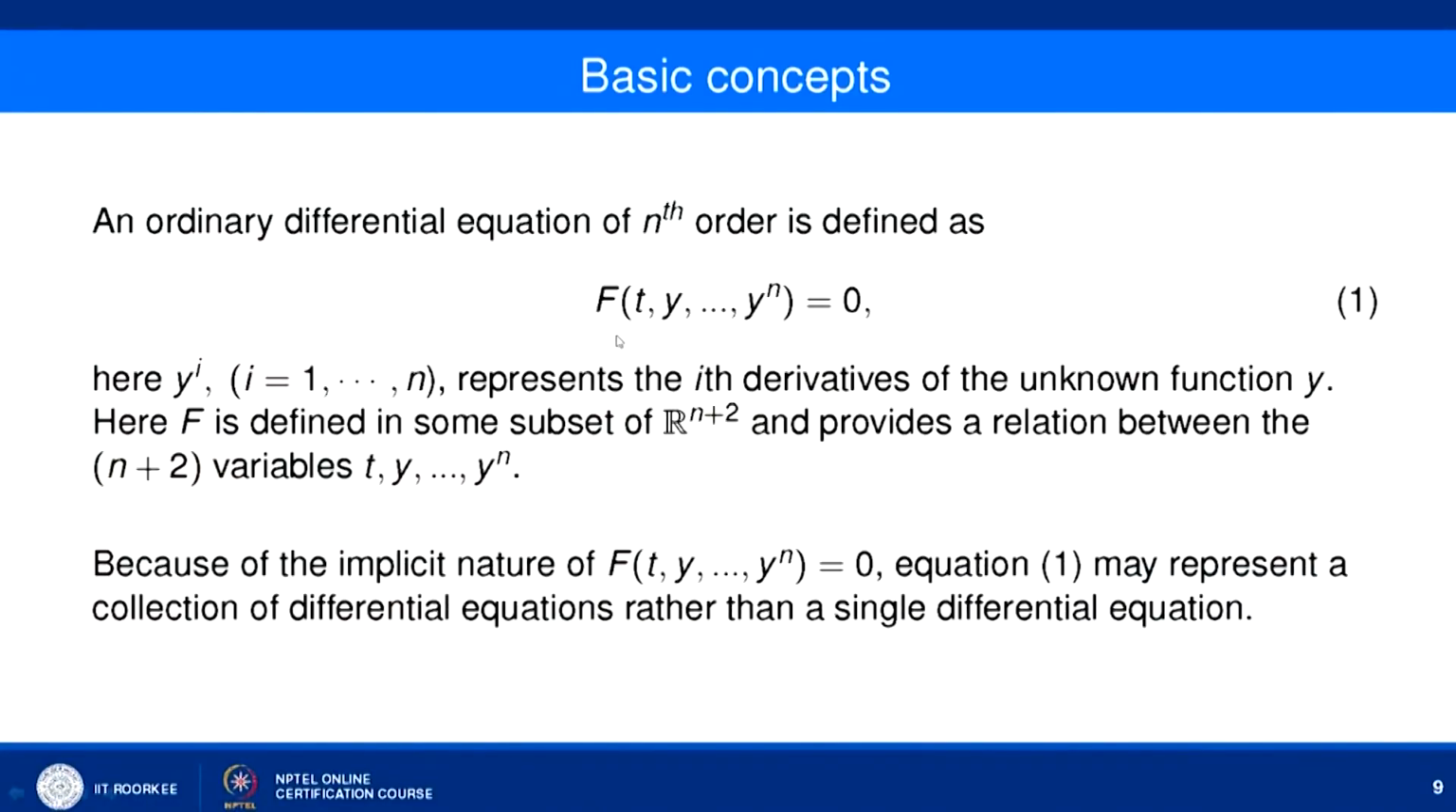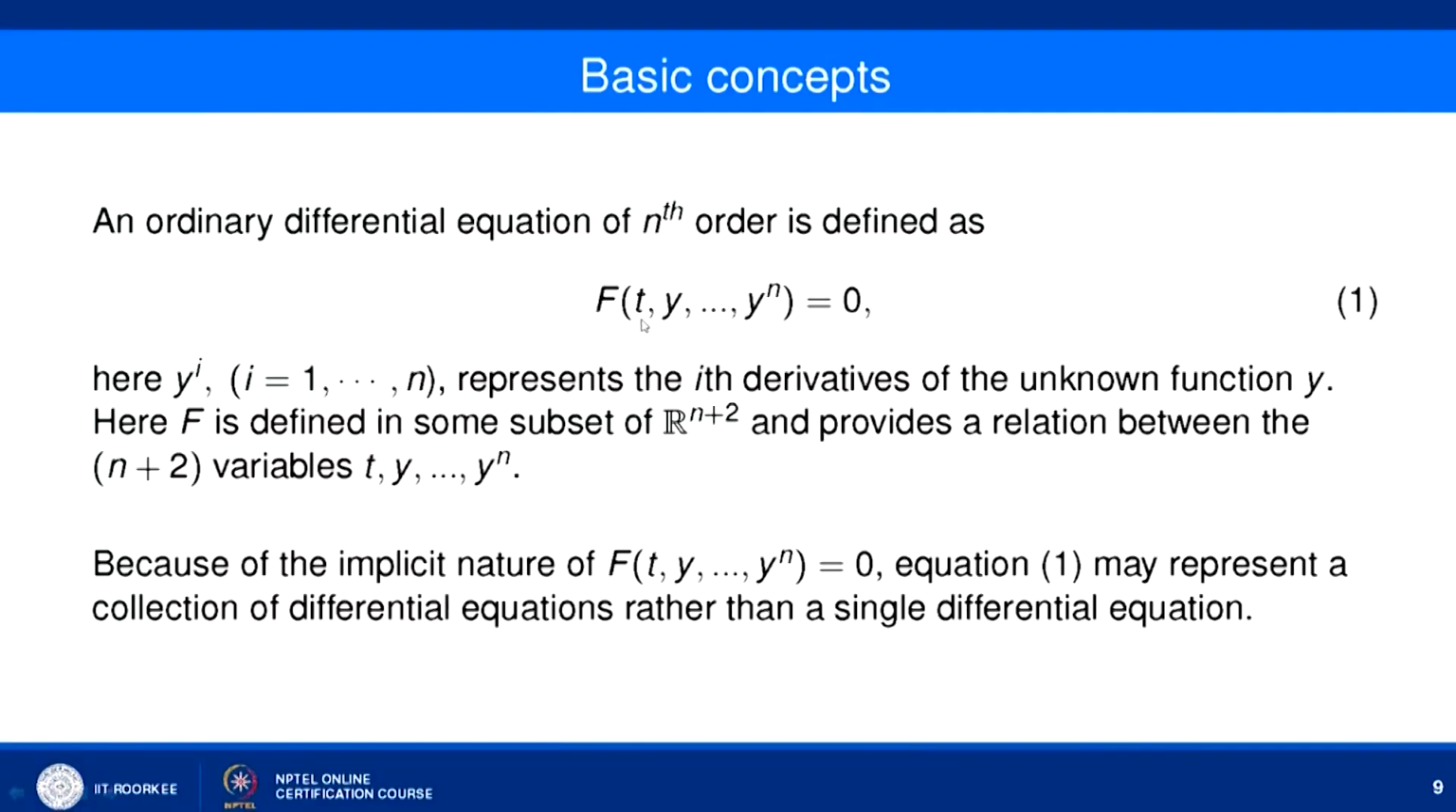An ordinary differential equation of nth order is defined as follows. Here f is some smooth function, and it is a function of t, y and y^(n). Here t is an independent variable, as we have already pointed out that an ordinary differential equation contains only one independent variable. So, here y is a function of this independent variable t. So, f is a relation between t, y and y^(n). Here y^(n) represents the nth derivative of y with respect to t.